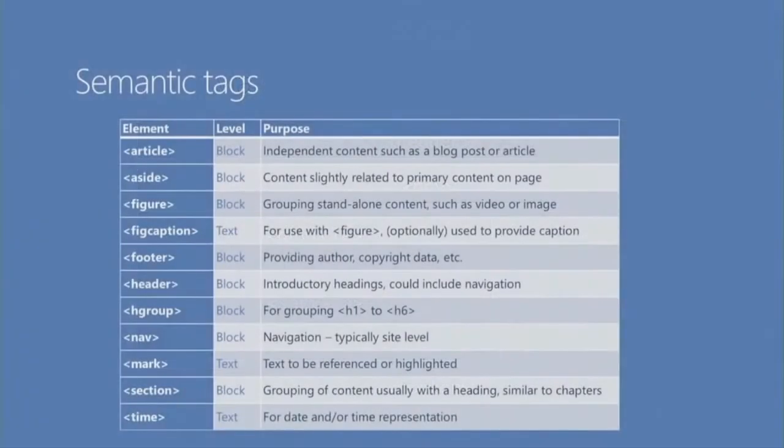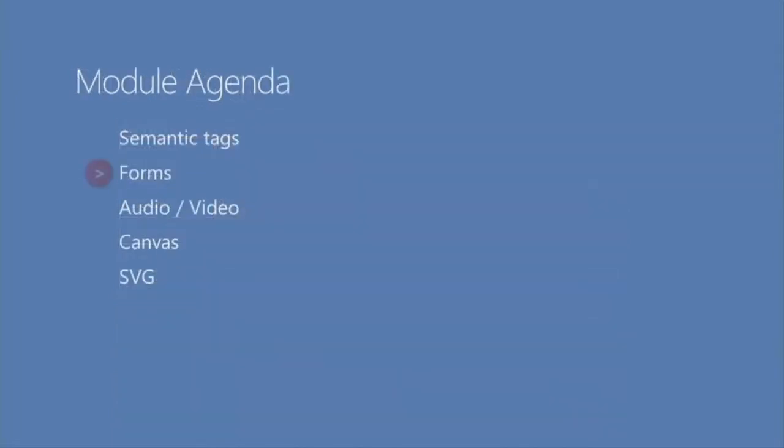So what are some of the new semantic tags? We saw a couple in the previous conceptual-looking graphic, but these are elements that map over. It gives an idea of what the block level would be, or if it's text level, and what its purpose is. But I find, and I'm sure you're the same, that it's usually best to see it in a demo, so I'm going to do that in just a moment.